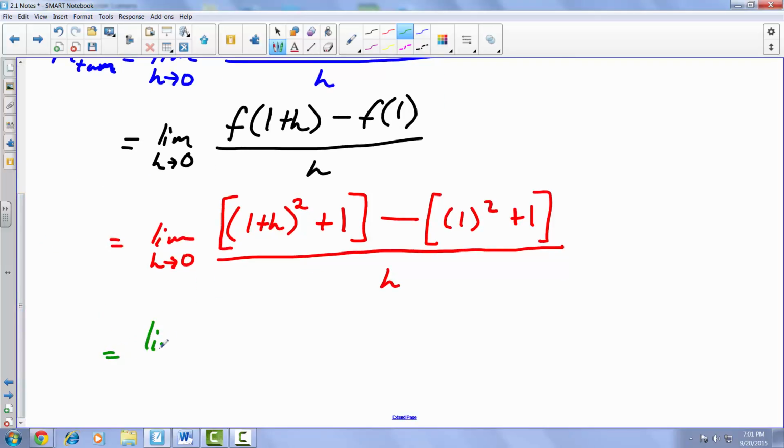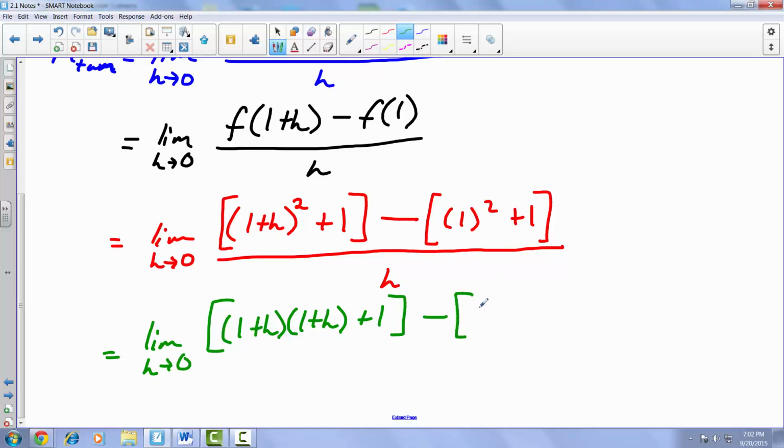Now we have the limit as h goes towards 0 of, I'm just going to go ahead and rewrite this, 1 plus h quantity squared. I know that some of us are good enough that we can actually go ahead and FOIL it perfectly fine, but I kind of want to show every step, especially for these early limits. But if you're confident you feel like you can go ahead, then please go ahead. 1 squared is 1, plus 1 just comes out to be 2. And this is all over h.